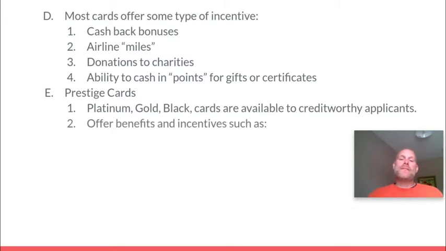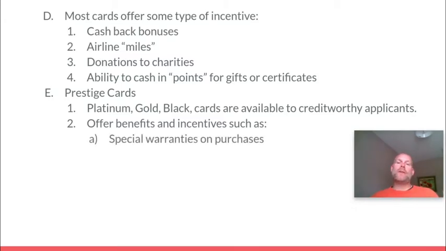So other benefits and incentives are things like special warranties on purchases. Some cards say, you have an automatic warranty on anything you buy with our card. And if something goes wrong, you can just call your credit card company instead of calling the vendor, and they'll help you take care of it.